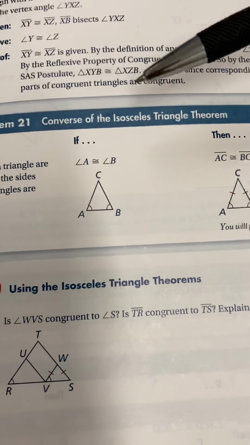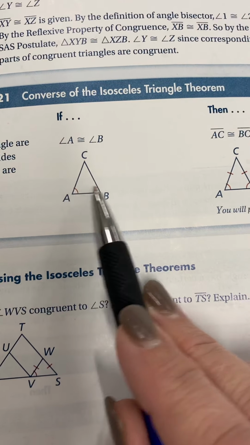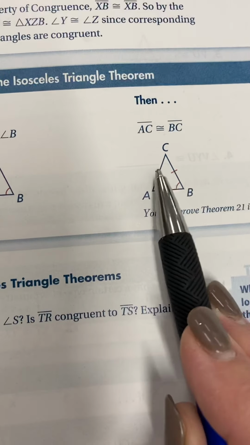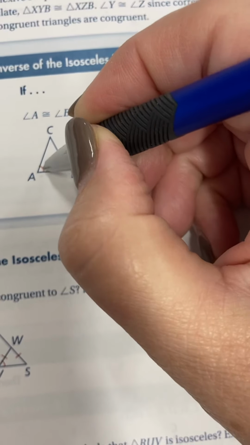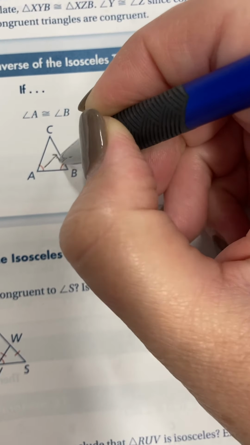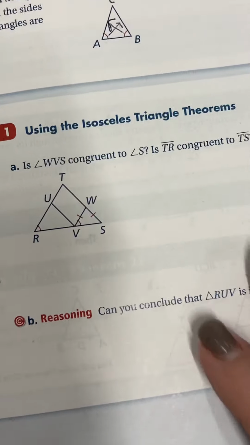Okay, if you go over to page 157, you're going to have the converse of that, which basically states if you have two congruent angles, then you must have two congruent sides, okay? And it's always the side that is directly opposite the angle, so you would draw little arrows like that from the angles, and it's the two sides that they are pointing out to.